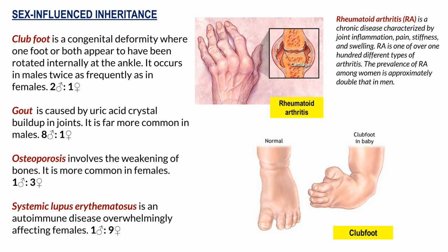This slide highlights several conditions influenced by sex. Clubfoot occurs about twice as often in males. Gout, caused by uric acid buildup, is much more common in males. On the other hand, osteoporosis, which involves bone weakening, and systemic lupus erythematosus, an autoimmune disease, are more common in females. These differences are largely influenced by hormonal and physiological factors.